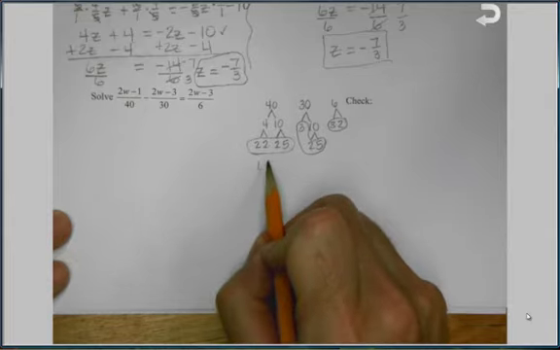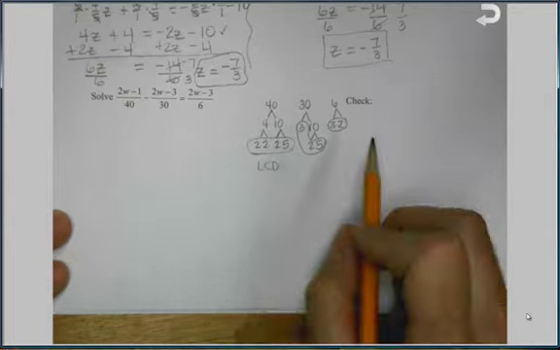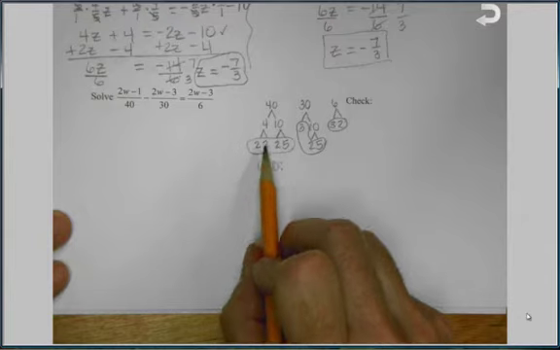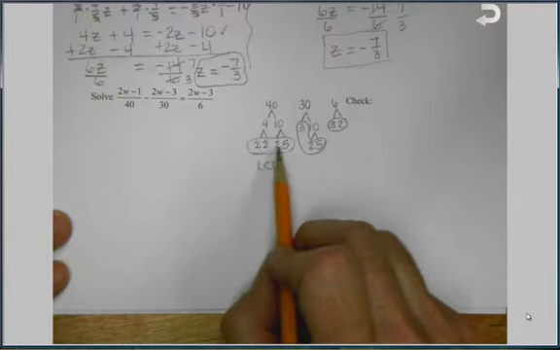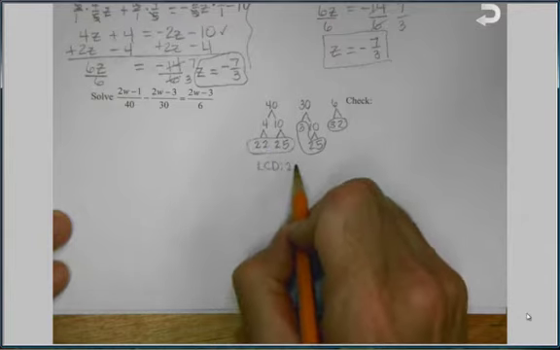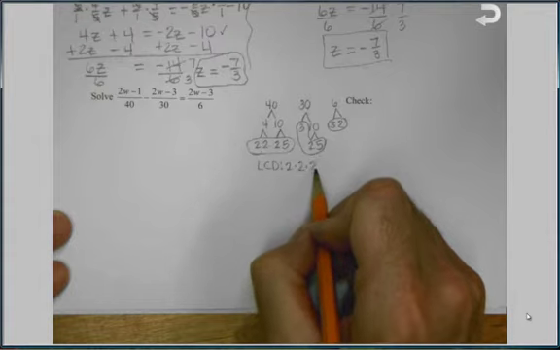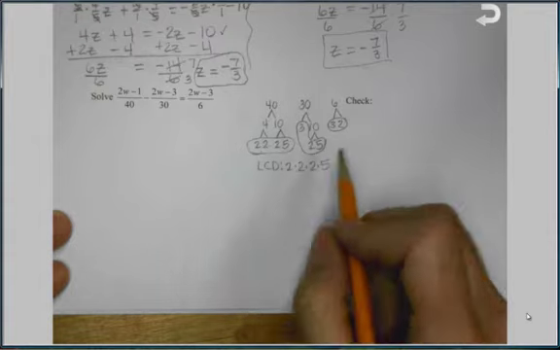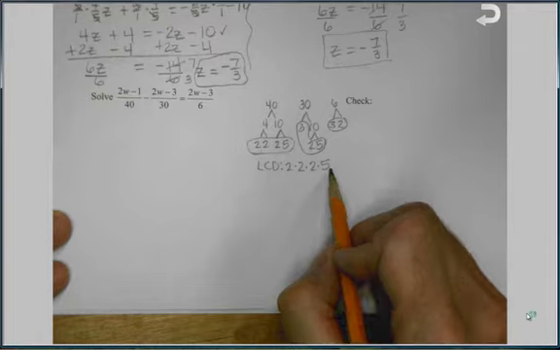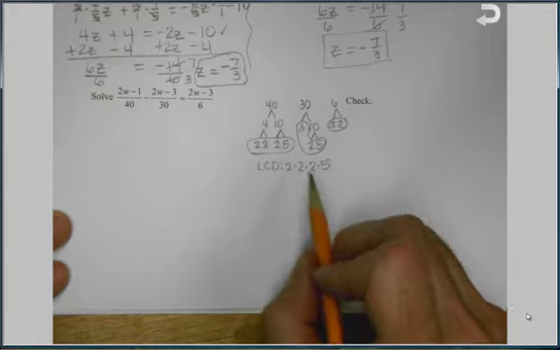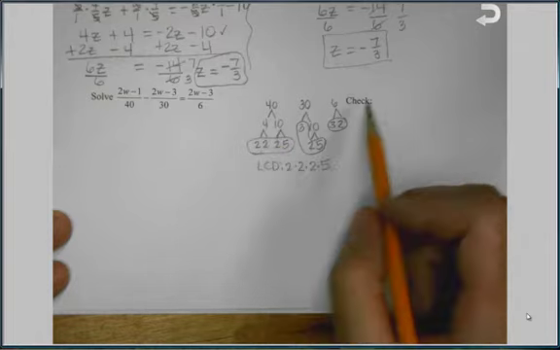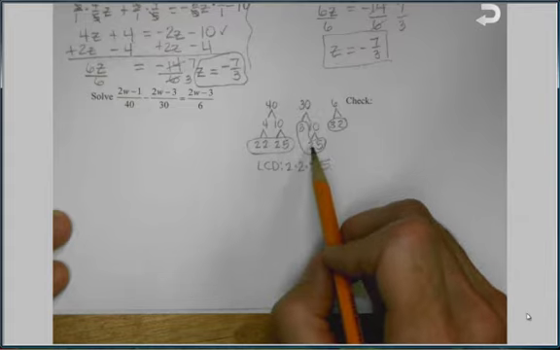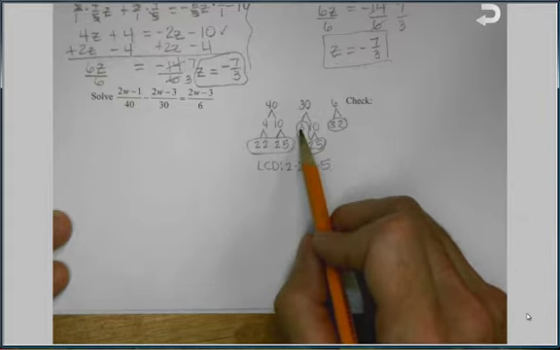To form my LCD then, I take the list for 40. The very first denominator, I just take the entire list as it is. I need a 2 times 2 times 2 times 5. 3 2's and a 5. I take them all because I need them to represent the 40. Then for the 30, I need a 2, I need a 5, and I need a 3.